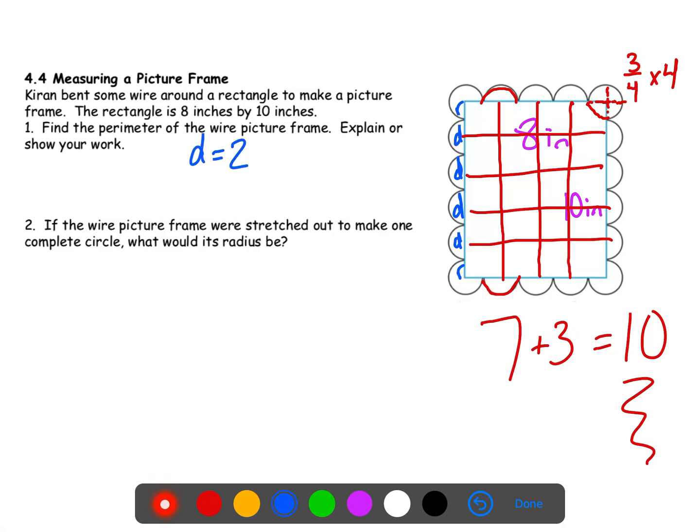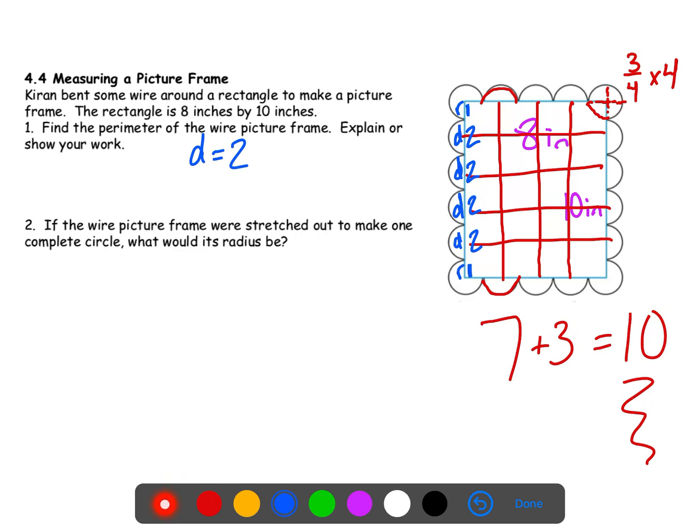Let's check that. So if I have a diameter that's 2, 2, 2, and 2, that's 2, 4, 6, 8. We're up to 8. If the diameter is 2, then the radius should be 1. So 1 and 1. Now all of this combined has to equal 10 inches because that was the dimension of the rectangle, and it does. So that checks out. So the diameter of our circle is 2. That means the radius is 1.